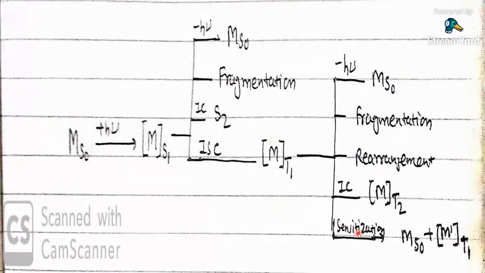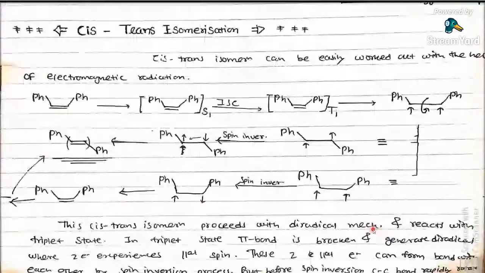We will see that. So the main reactions will be fragmentation reaction, rearrangement reaction, and sensitization reaction. These three types of reactions we have to study in photochemical reactions. Now, cis-trans isomerism. Cis-trans isomerization can be easily worked out with the help of electromagnetic radiation.